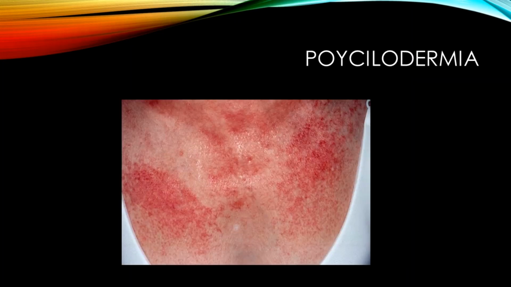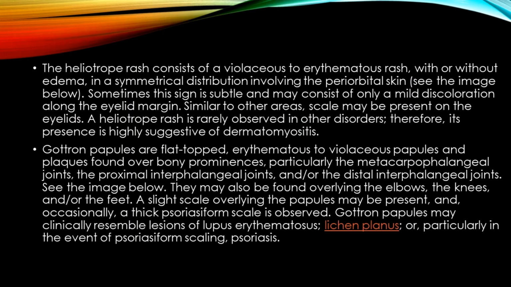Here is the poikiloderma I have mentioned above. You see the erythema, hyperpigmentation, hypopigmentation, and telangiectasias. Let's talk about the pathognomonic rash in dermatomyositis in detail.